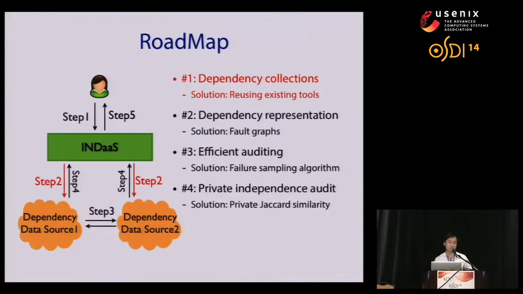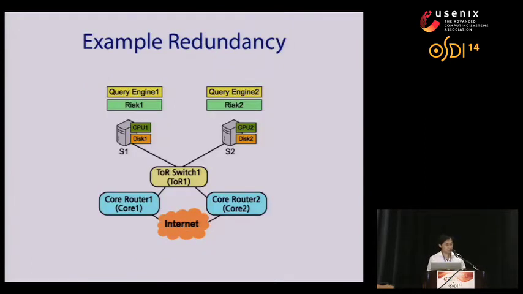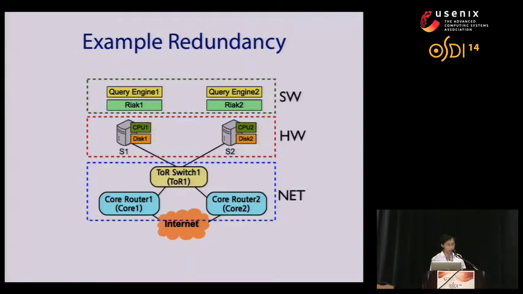Now, after the dependency data collection, we need to produce the dependency representation using the collected data. Our solution basically is a fault graph. The fault graph could be looked at as a combination of DAGs and logic gates. Let me show you details. We assume we already got the dependency data of this example redundancy configuration. In this example redundancy configuration, we have 2 data sources, server 1 and server 2. The dependency data includes different types: software, hardware, and networking.